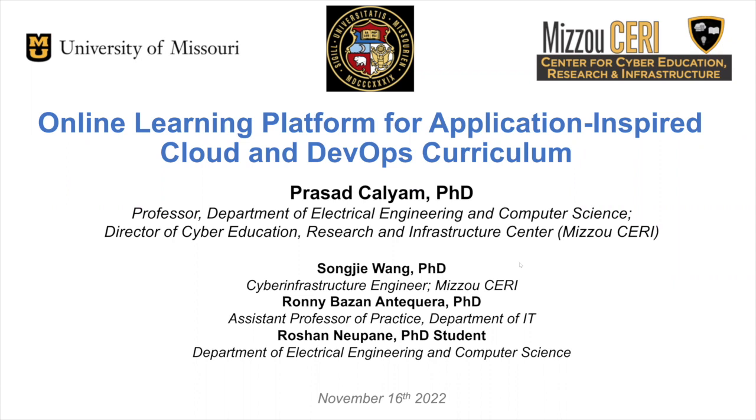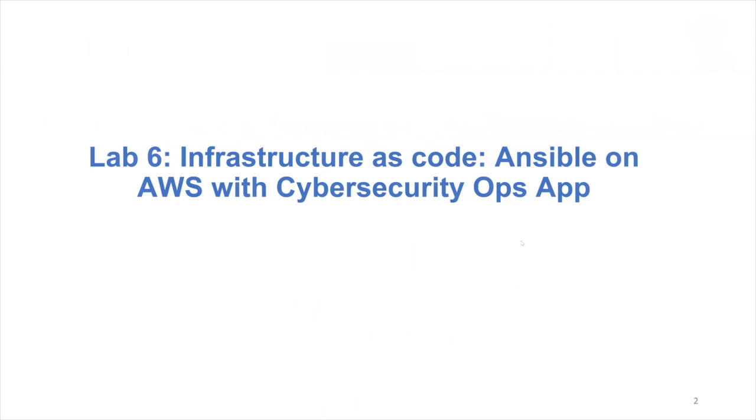As part of our online learning platform for application-inspired cloud and DevOps curriculum, today we will be looking at our sixth module, which will be based on the DevOps technology of Ansible. I'm Roshan Milpani, and we are going to go over Lab 6 of this portal. Lab 6 is on infrastructure as code, usage of Ansible on AWS with cybersecurity operations application.